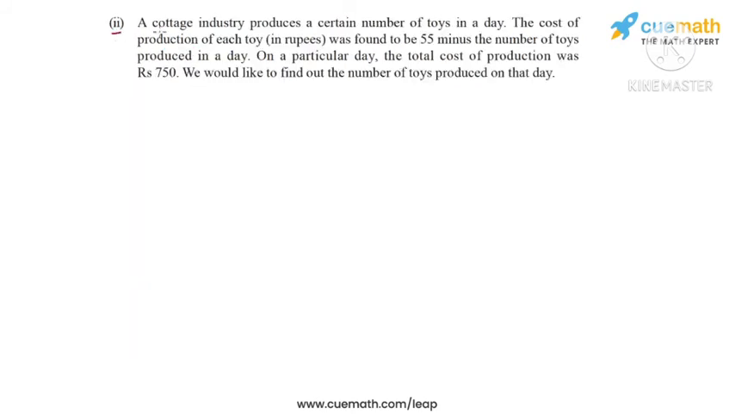In part 2, the problem statement says a cottage industry produces a certain number of toys in a day. The cost of production of each toy was found to be 55 minus the number of toys produced in a day. On a particular day, the total cost of production was rupees 750. We would like to find out the number of toys produced on that day. So the unknown is the number of toys produced on that day. So let's represent the number of toys produced by x. And now we have to form a quadratic equation in x.